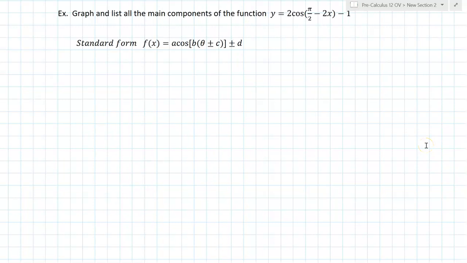All right, let's continue with another graph. This time we're going to do a cosine function. We're going to graph a cosine function and write all the components of that. So this is the equation that we have. The function that we have is right here.